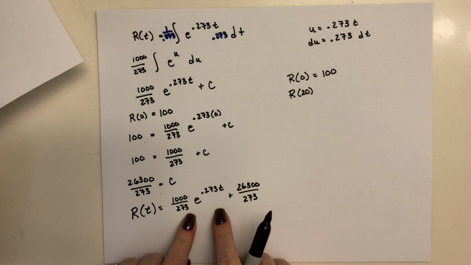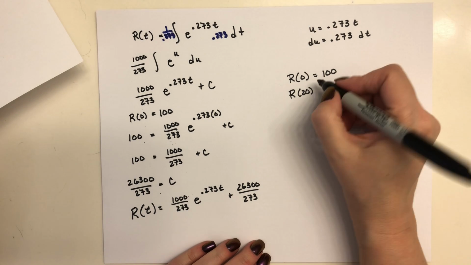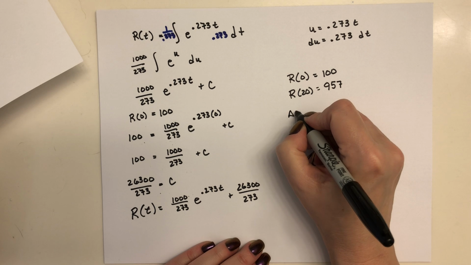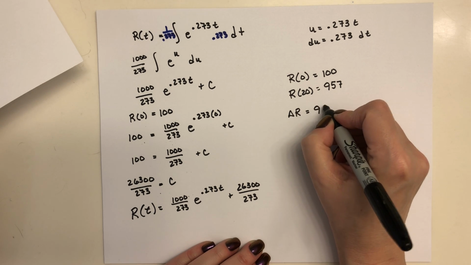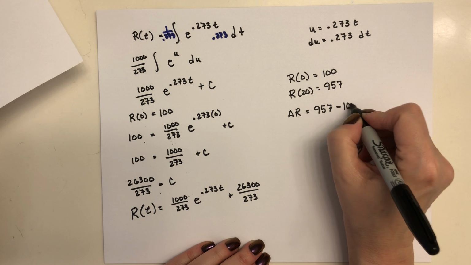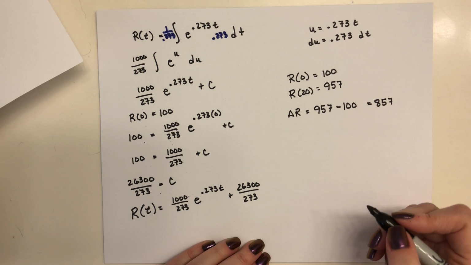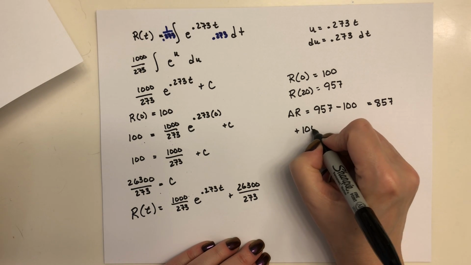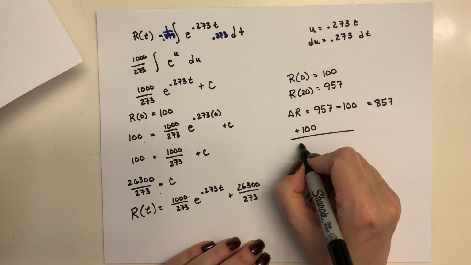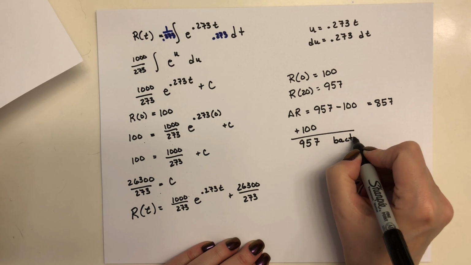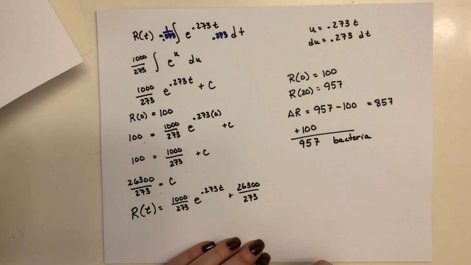That means you're going to take this function, the one that's right here, substitute in a 20, and evaluate it using your calculator. That's going to give you 957. So the change in r is going to be 957 minus 100, which gives you 857, which is what we got out of the calculator. But don't forget to add on the plus 100 that you started with, so that your total bacteria is approximately 957 after 20 days.